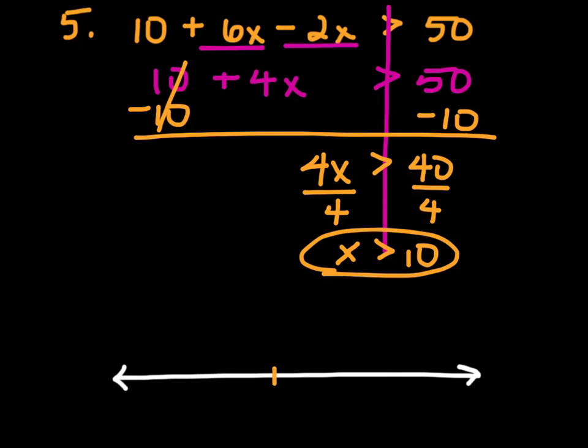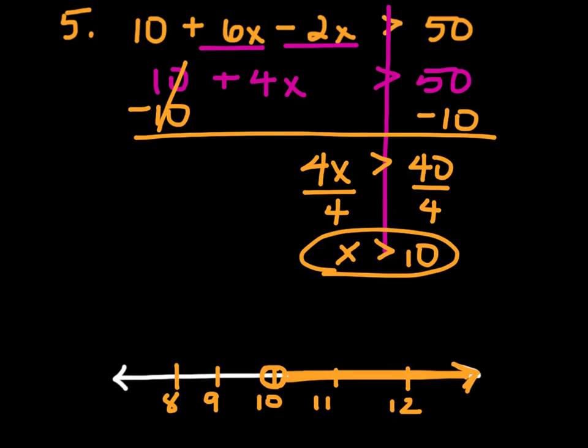So to graph it, I'm going to put 10 in the middle. I'm going to move a couple in either direction. So we would have 11 and then 12, and to the left would be 9 and then 8. We have to determine if it's an open circle or closed. Since it's x is greater than, it's going to be an open circle at the 10 and all numbers larger than 10. So I would shade in this case to the right to represent all my numbers that are larger than 10.